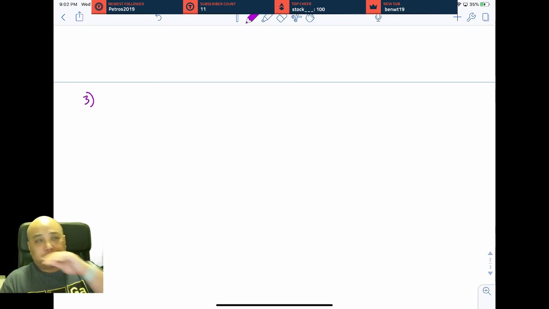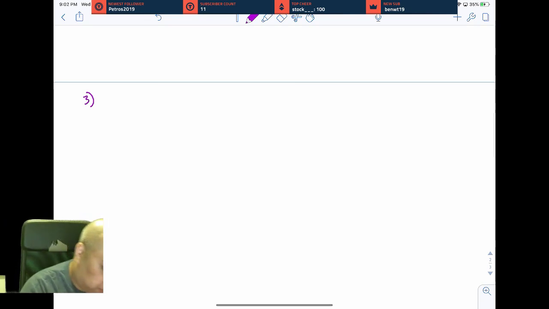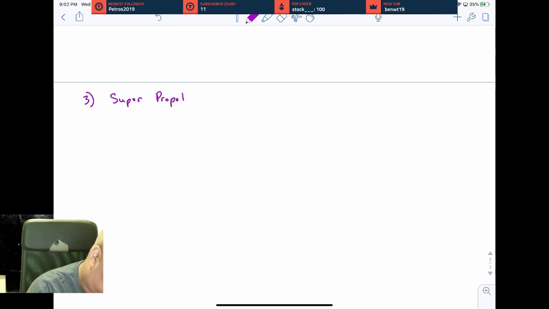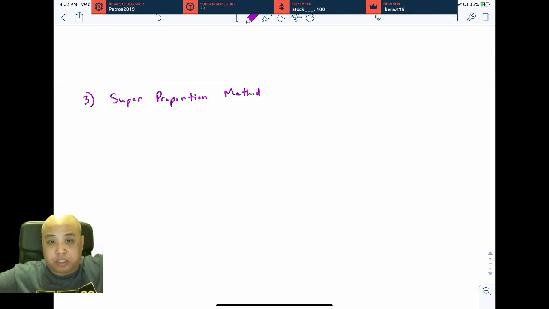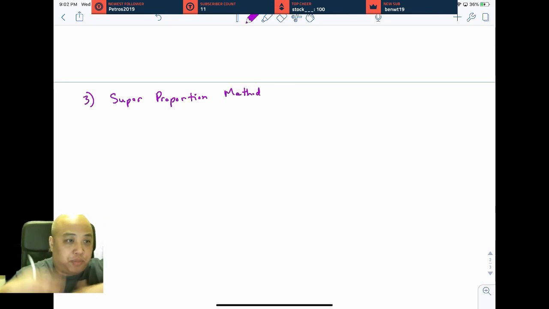This method, I guess what's nice about it is that it centers around the same setup every single time. And so I call this kind of the super proportion. I'm not trademarking that name. I'm just going to call it the super proportion method here. It's something that I've adopted, and I think some people may like it, and so I'm offering it to you to see if you think it's useful.